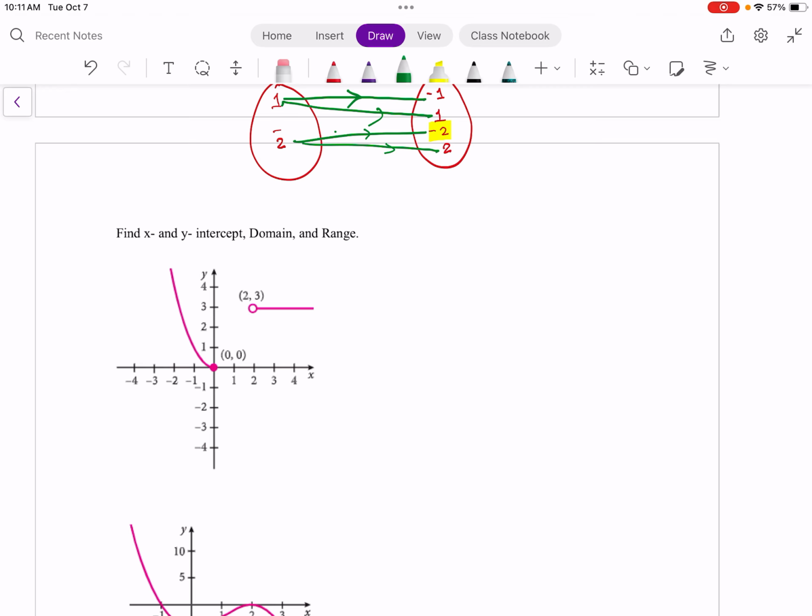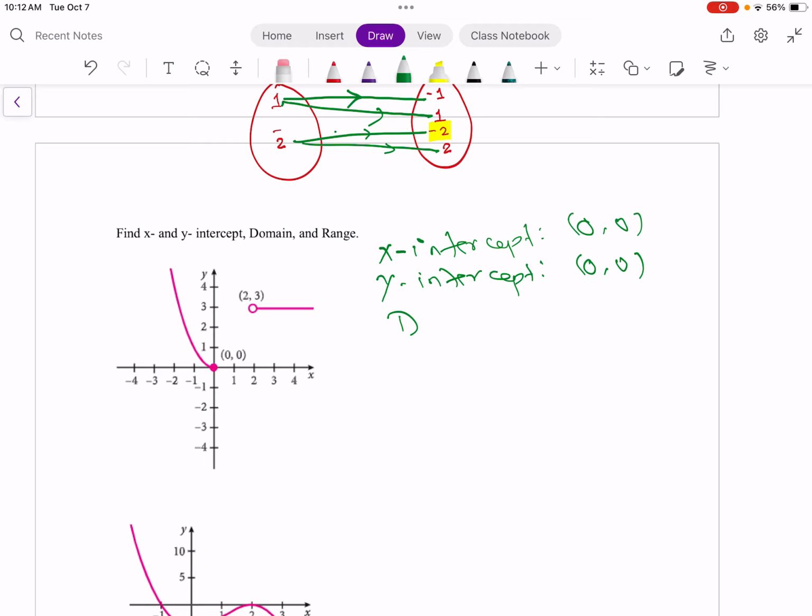In this example, we are asked to find x-intercept, y-intercept, domain, and range. What is the x-intercept for this graph? The x-intercept is the point where a graph crosses the x-axis. Can you tell me a point where this graph crosses or touches the x-axis? 0, 0. So 0, 0 is the x-intercept. Next, y-intercept. It is a point where the graph crosses or touches the y-axis. What is that point? 0, 0, right? So 0, 0 is the y-intercept.